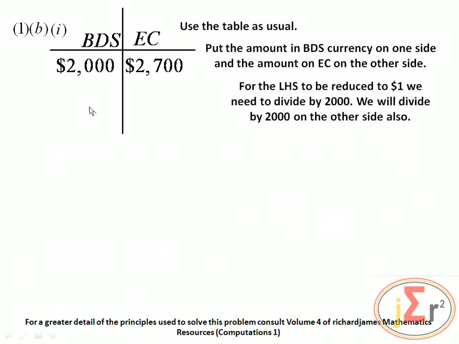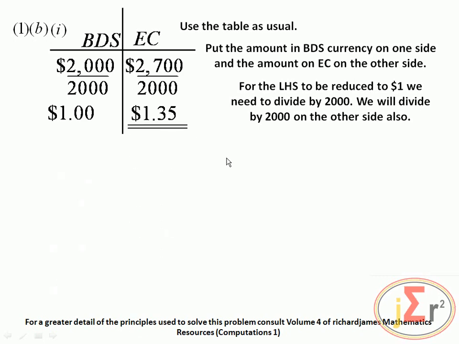We need to find out the Eastern Caribbean equivalent of 1 Barbados dollar. We therefore need $1 on this side. In order to get that, we need to divide by 2,000. Reducing the Barbados side to $1 by dividing by 2,000, we also need to divide the Eastern Caribbean side by 2,000, and that will result in the Eastern Caribbean equivalent of 1 Barbados dollar.